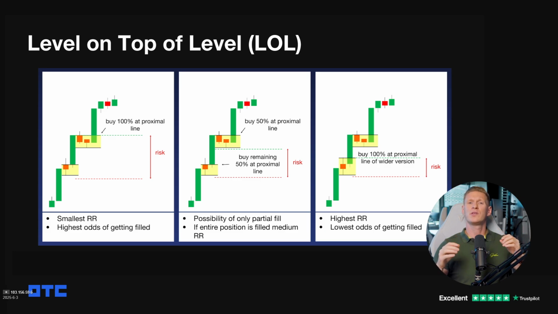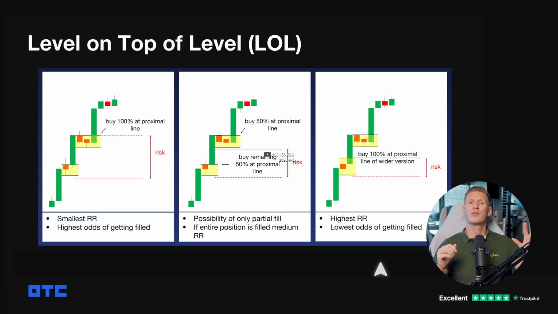Pros: you're almost guaranteed to get filled. Cons: by combining both zones, you effectively create one large zone which reduces profit margin. Option 2, split the risk. Divide your position into two entries. One at the proximal line of the proximal level and another at the proximal line of the distal level. Pros: better risk to reward if both entries are filled. Cons: you run the risk of being inconsistent, as only one entry may get filled, leaving you with only half a position open.